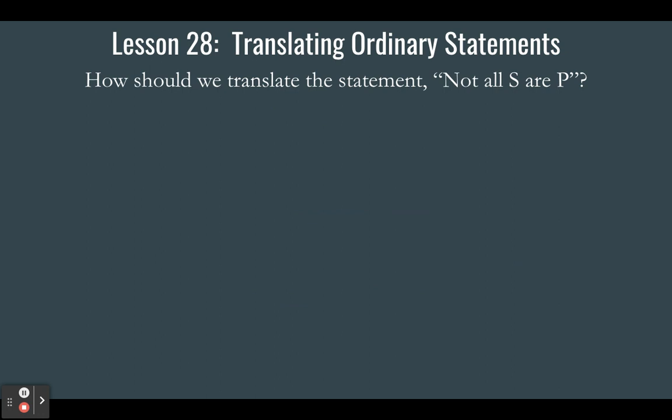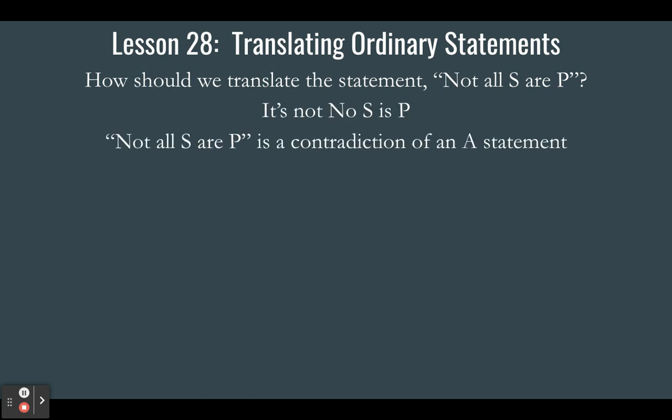So how about this statement? Not all S are P. Is that making a universal or a particular claim? Well, it's not making a universal claim. It's saying, in fact, not all S are P. So we know it's not a universal affirmative, but it's also not saying no S are P. So it is not making a universal negative. It's obviously not all S are P.